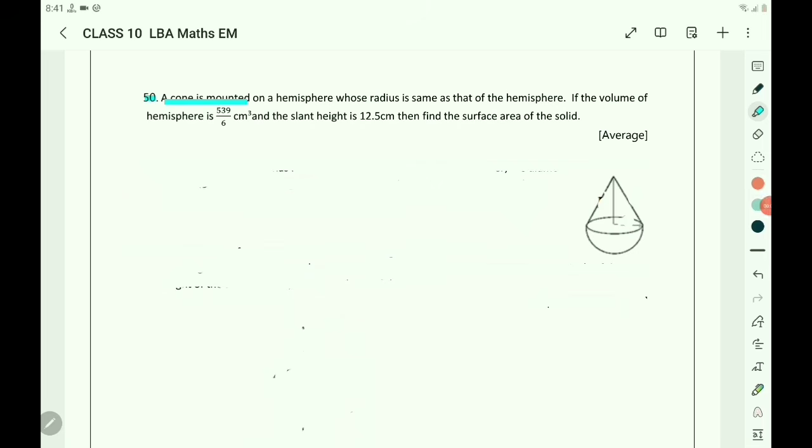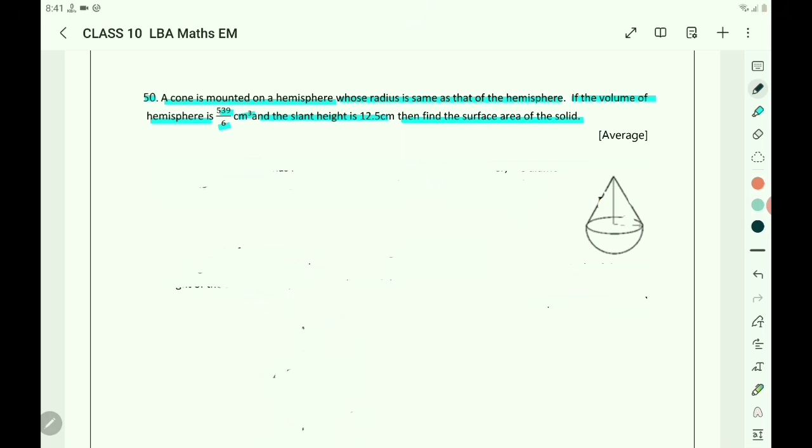Question number 50. A cone is mounted on a hemisphere whose radius is same as that of the hemisphere. If the volume of the hemisphere is 539 by 6 cm cube and the slant height is 12.5 centimeter, then find the surface area of the solid.